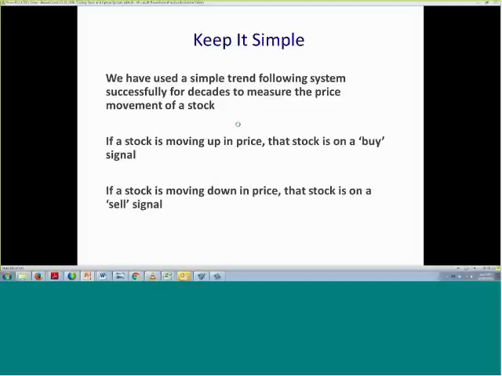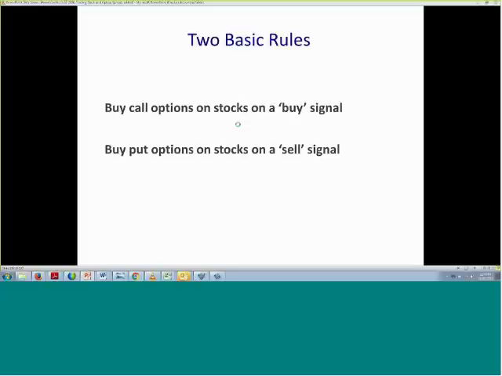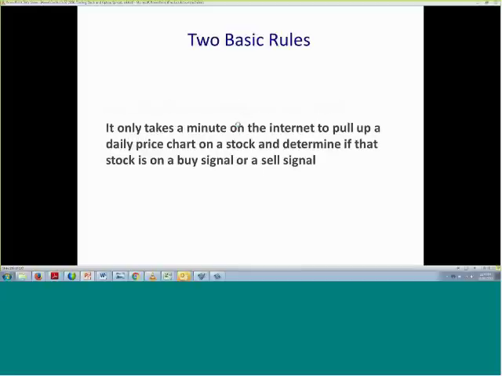We've used our simple trend following system for many years, and as I mentioned earlier, it works in both bull or bear markets. So if the stock is moving up in price, that stock's on a buy signal. If the stock's moving down in price, the stock is on a sell signal. And of course, we buy call options on stocks that are on a buy signal, and we buy put options on stocks that are on a sell signal. So that's all there is to it.